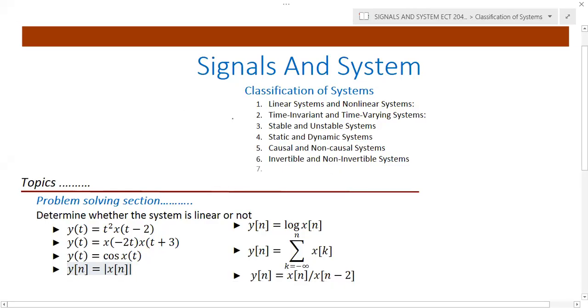In this lecture, we will discuss the linearity property. We already discussed the basic concept of linearity property in the previous lectures. Now we'll do some problems related to that. We'll check whether the given systems are linear or not.